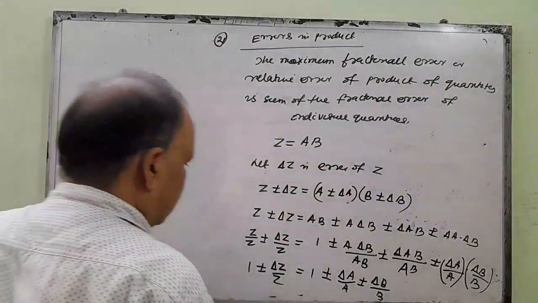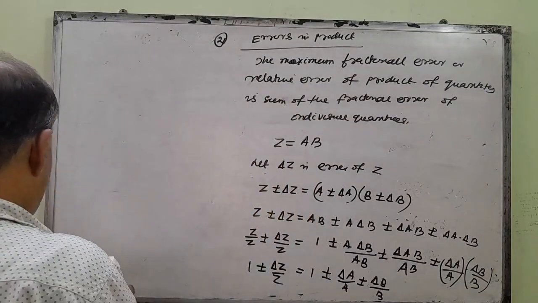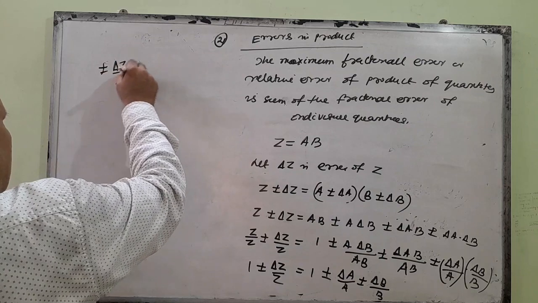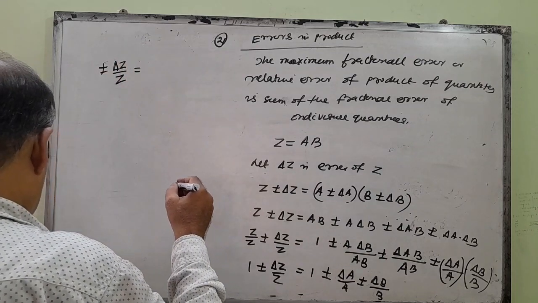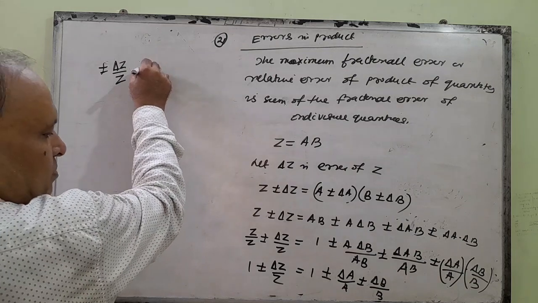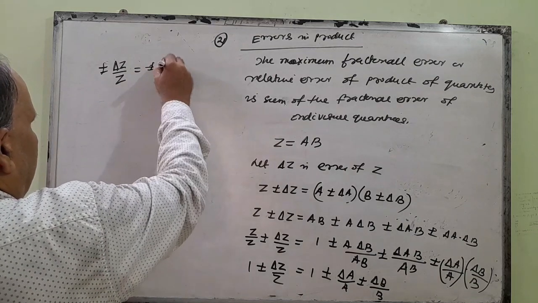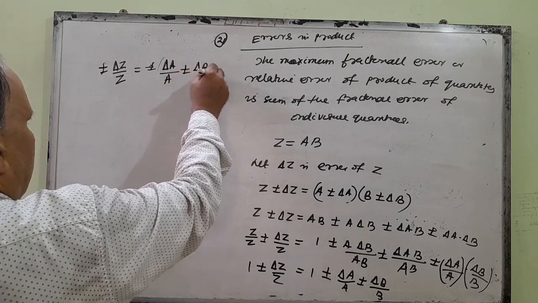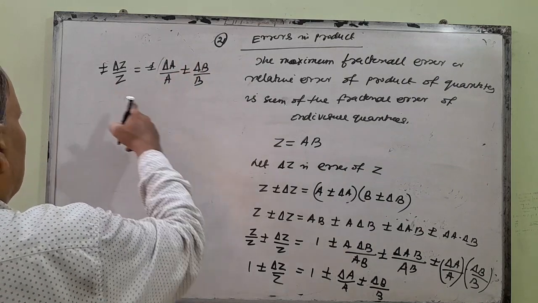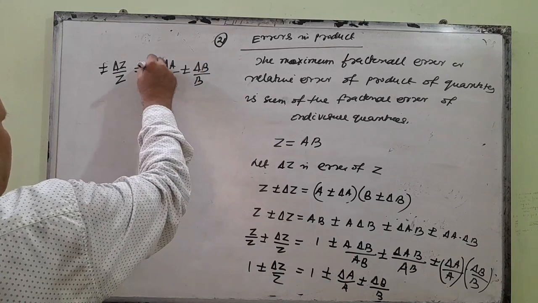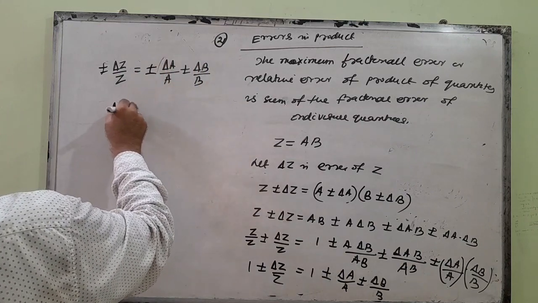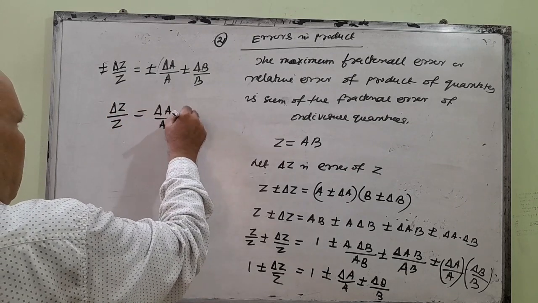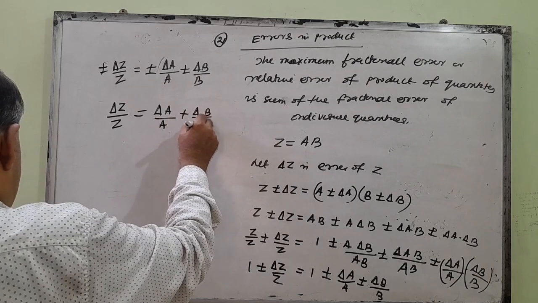So we can write, here 1 cancels, plus minus delta Z by Z is equal to plus minus delta A by A plus minus delta B by B. You remove the minus signs, or we can write delta Z by Z is equal to delta A by A plus delta B by B.